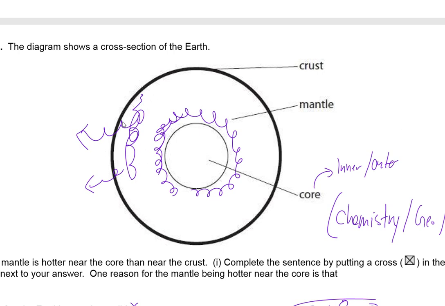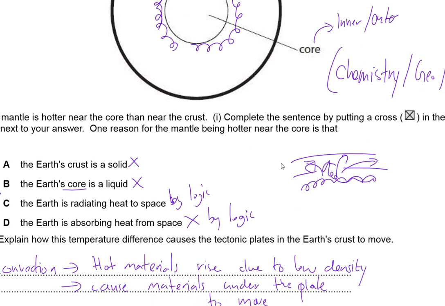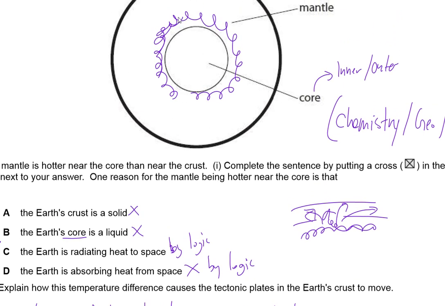Okay. Now, this is something that you guys have done in chemistry and geography. Now, remember the core, the inner core and the outer core. Now, the question tells us here: the mantle, which you see what I've drawn, is hotter near the core than the crust. Why is this? Okay, that's the question.